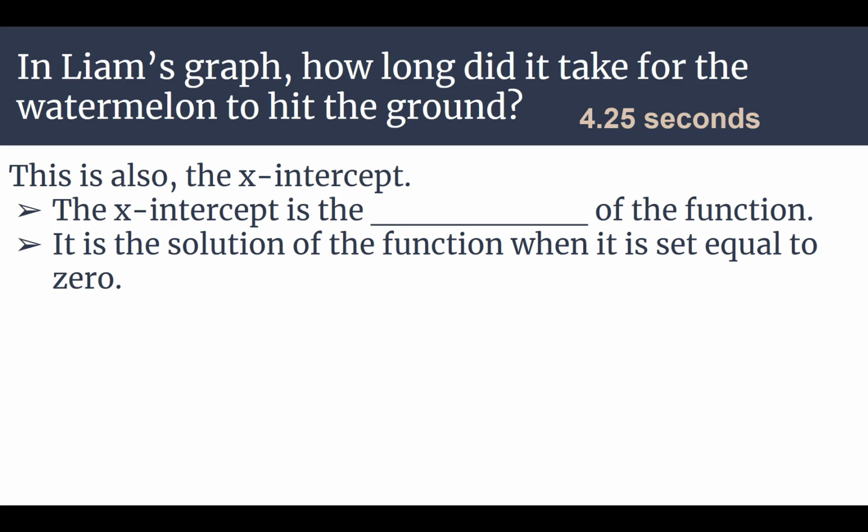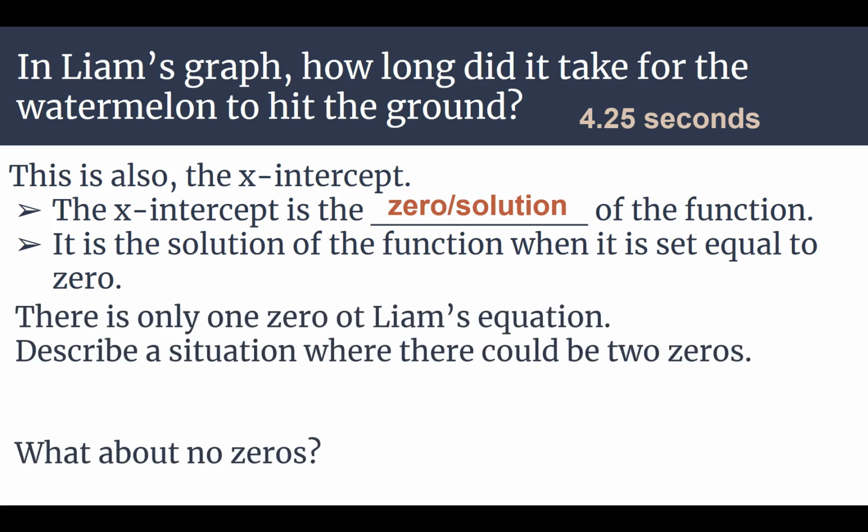The x-intercept, okay? This x-intercept in a quadratic function is called the zero or the solution of that graph. The reason why it's called a zero is because it's when y equals 0, okay? So when your equation equals 0, that's your x-intercept. That's when your y is 0. There is only one zero in Liam's equation. Where could we possibly have two? Where could we have a real-world situation where the graph that represents it is crossing my x-axis twice?